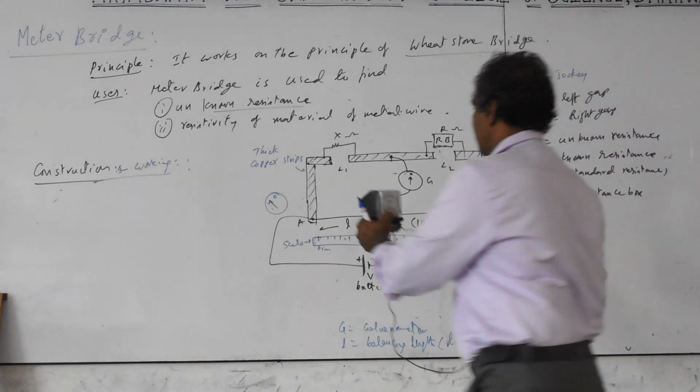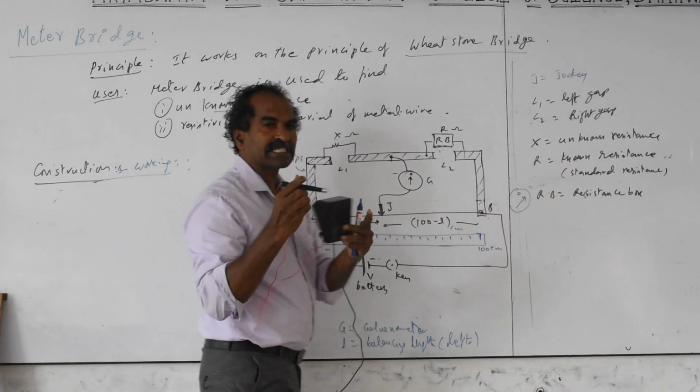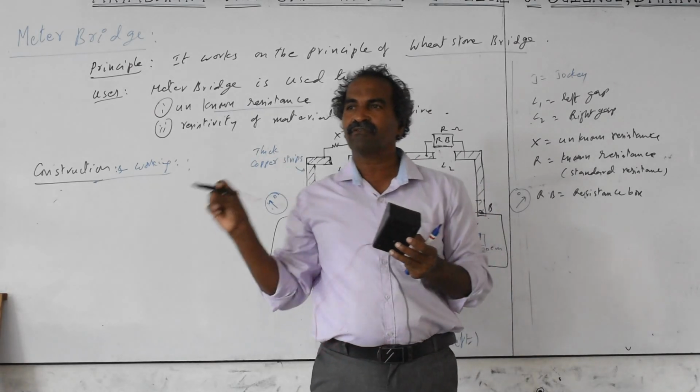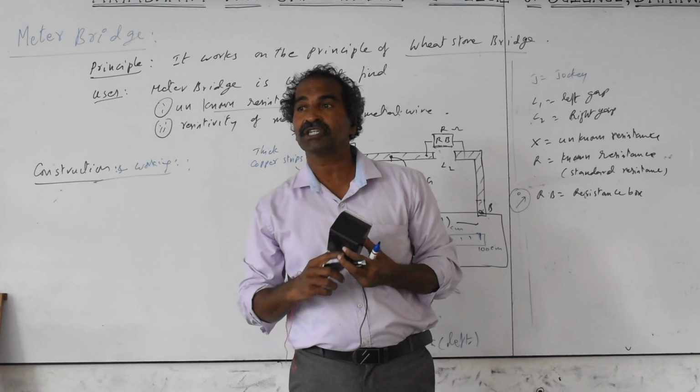This is a galvanometer, and the jockey touches the wire at different points. If you drag it, what happens? It will scratch the wire. When it scratches the wire, material is removed, or if it is pressed hard, the area of cross section changes. It should not change. Why?